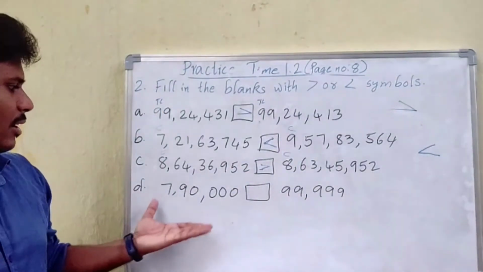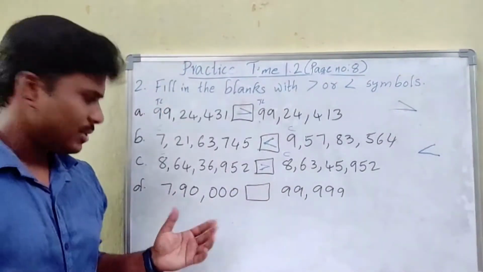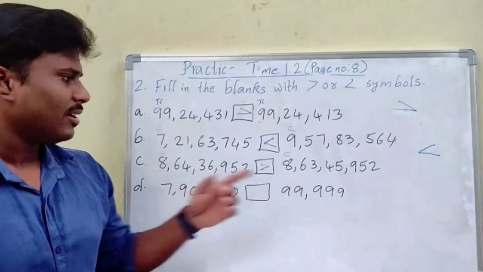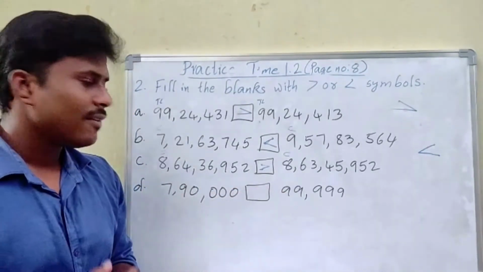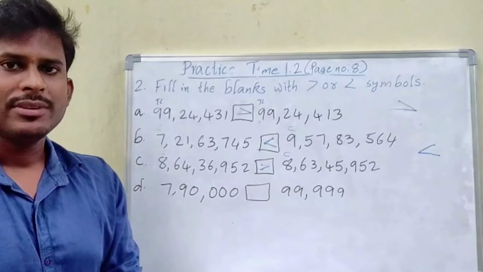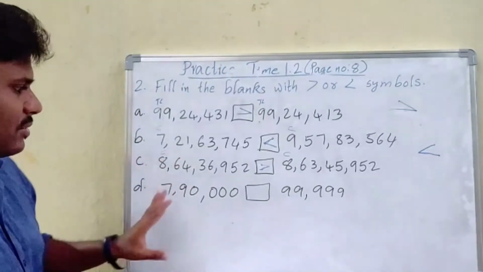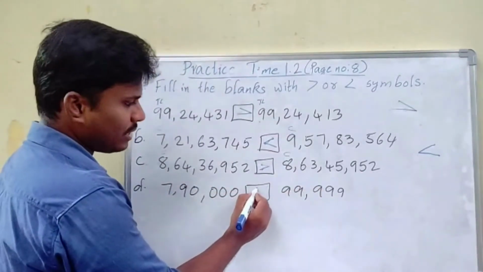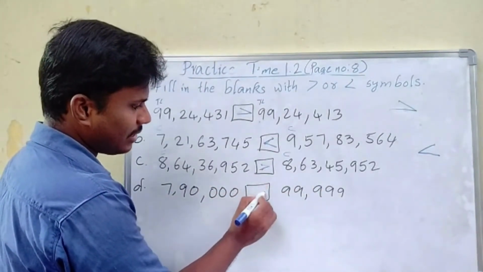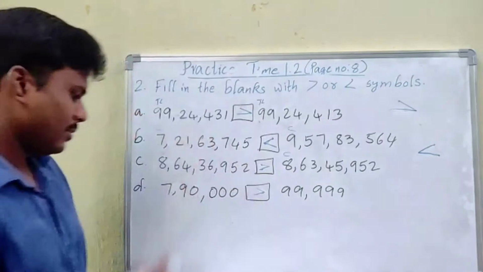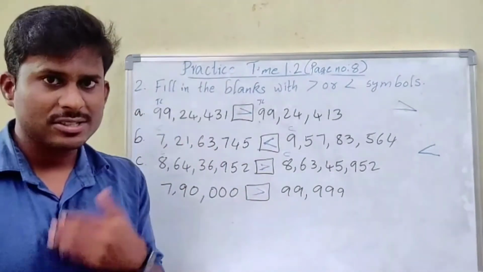Last, on the left hand side we have 6 digits, and on the right hand side we have only 5 digits. Rule 1: whichever number has more digits, that number will be greater. This number is greater than this number. So directly we can write the greater than symbol. Okay, now go for the next bit.